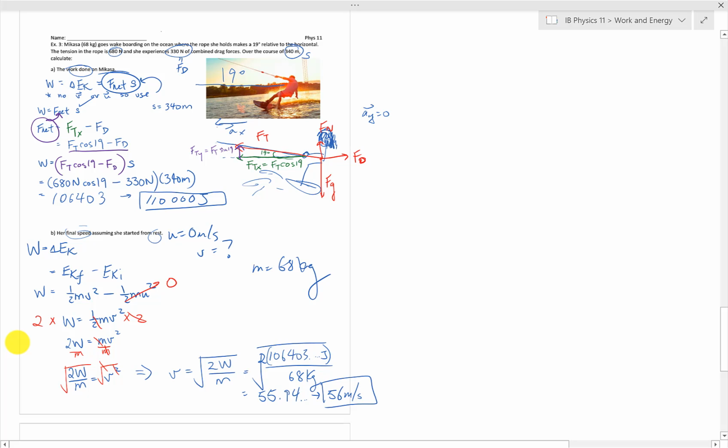Okay, and here we have the solutions to this problem. Notice that in this case, you did not have the final or the initial velocity. You had to use the F net to find the work done on Mikasa instead, and use that to find her final speed in question B.